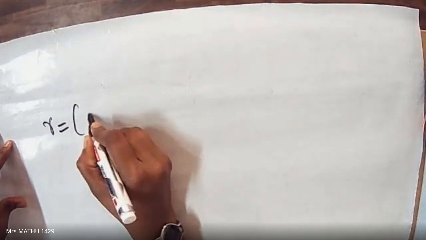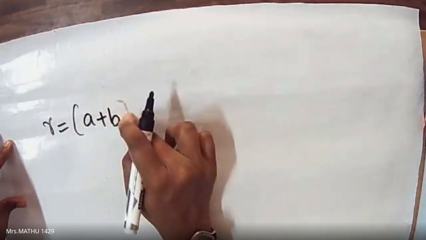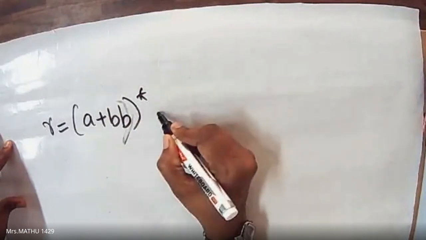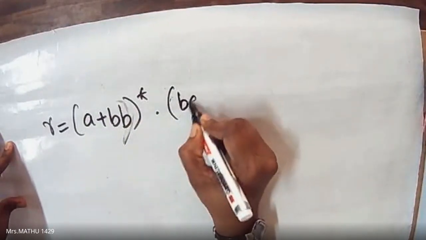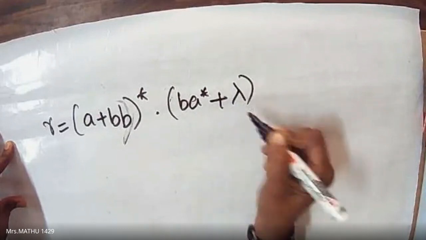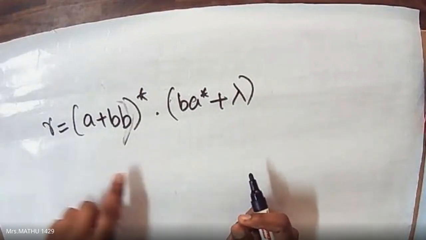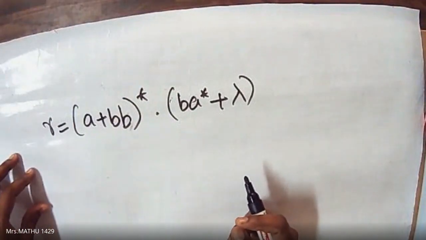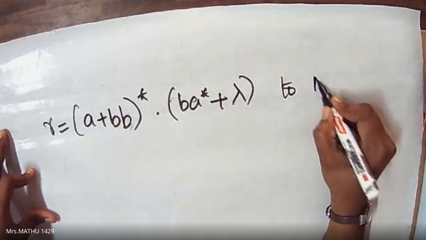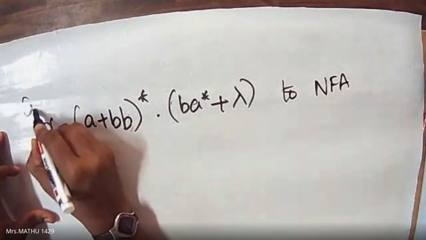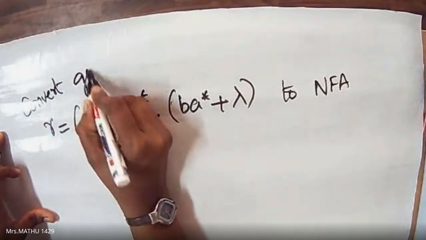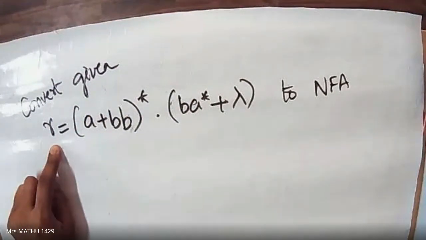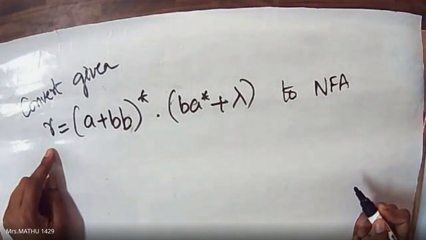So now let us take a regular expression. R is equal to (A plus BB) the whole star into (BA star plus lambda). Okay, so this is the given regular expression. Now we want to convert this regular expression into an NFA.